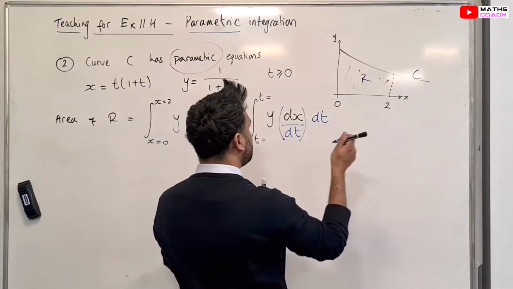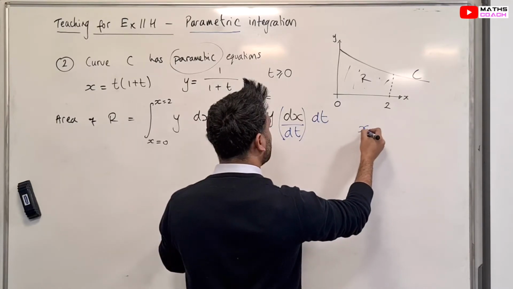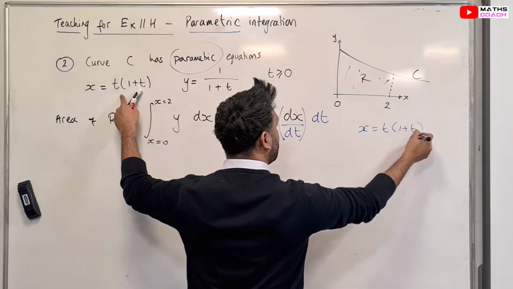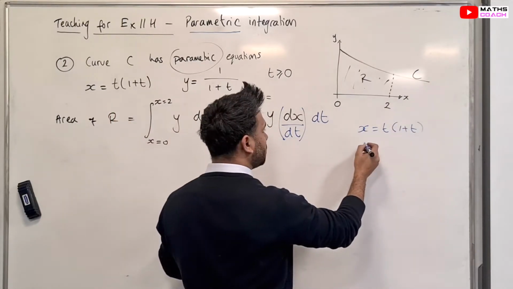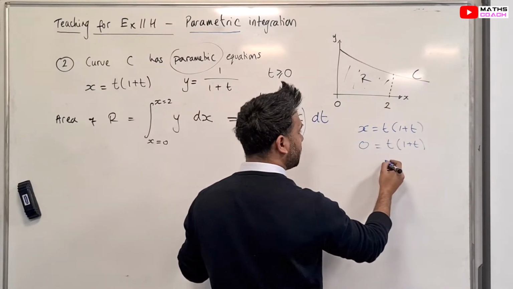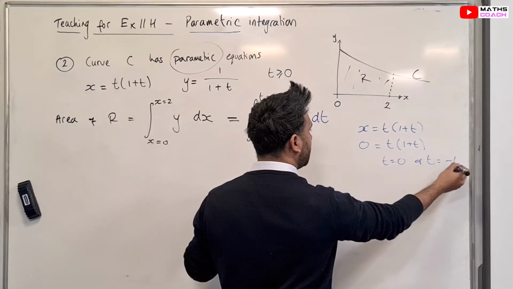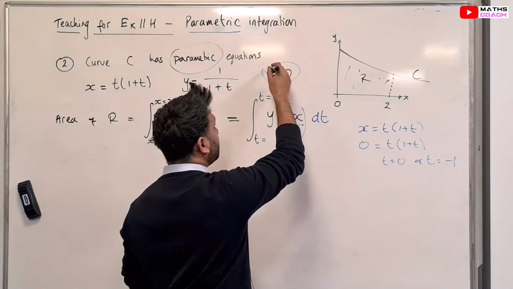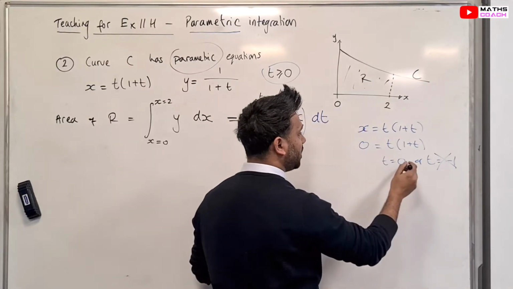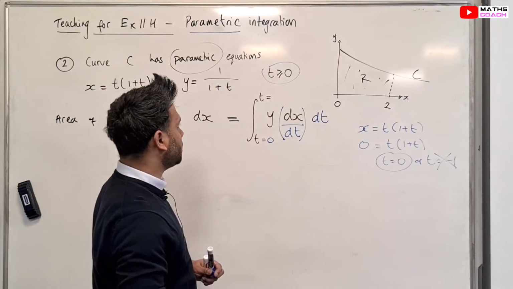Now in the exam, there's a separate mark given for working out the corresponding t values. So we see that the relationship between x and t is x equals t(1 plus t). When x is equal to 0, we have t and we have 1 plus t. So therefore this gives us t is either 0 or t equals minus 1. But we see from here that t has to be positive or greater than or equal to 0. Otherwise we don't take this one, we take t equals 0. So here we can write t equals 0.